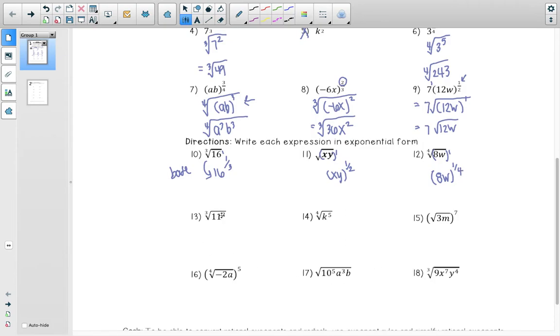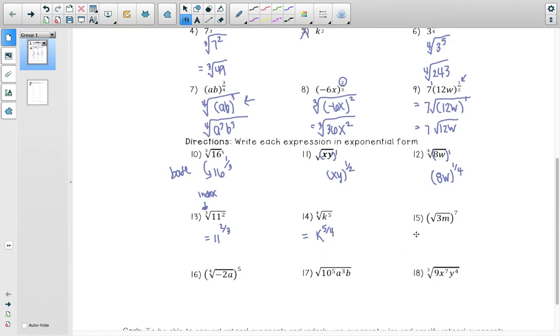Now, if you look at 13, there's actually a power on 11, and that's fine. So you get 11. The top number is always the power of the inside, and then 3 is the cube root, because that's the power, it's called the index. It's the index of the radical. Okay. 14 is just like 13, except it has a variable, so it's k. The power on that k is 5, and then the radical is 4, so it's k to the 5/4 power.